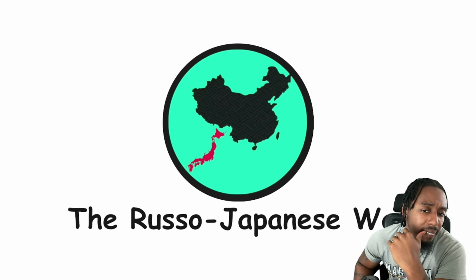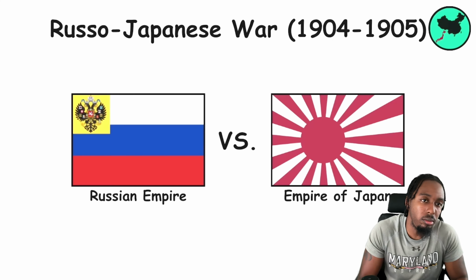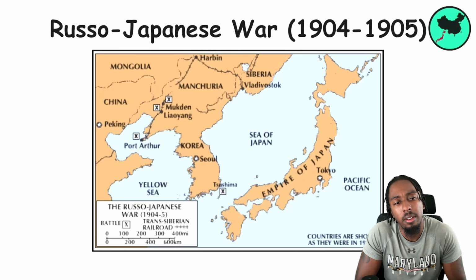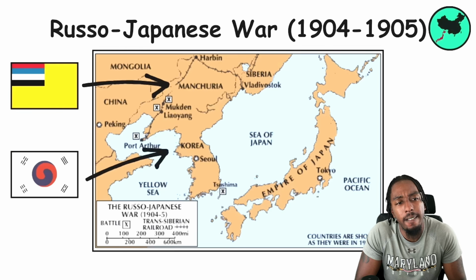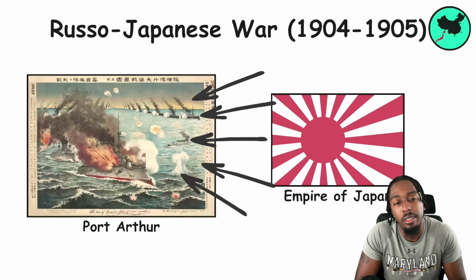The Russo-Japanese War. The Russo-Japanese War was fought between the Russian Empire and the Empire of Japan. The conflict arose over competing imperial interests in Northeast Asia, particularly in Manchuria and Korea. The war began with a surprise attack by Japan on the Russian naval fleet at Port Arthur, leading to a series of battles.